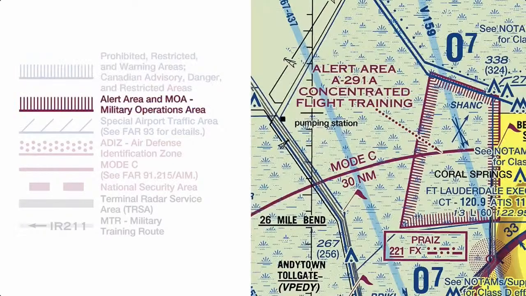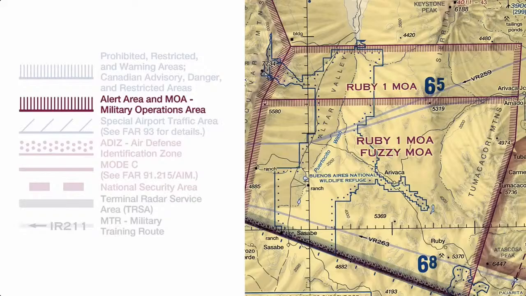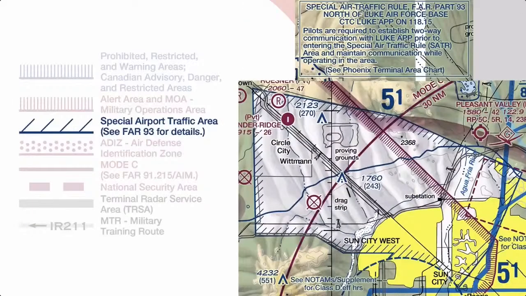Then we have the alert area and the military operating areas. These are going to be the same shape, but a magenta color. So alert area for concentrated flight training. And then here we have the military operating areas. Then we have the SFR, the special flight rule areas, which are depicted like this. It's kind of the same symbol, but more spaced out.